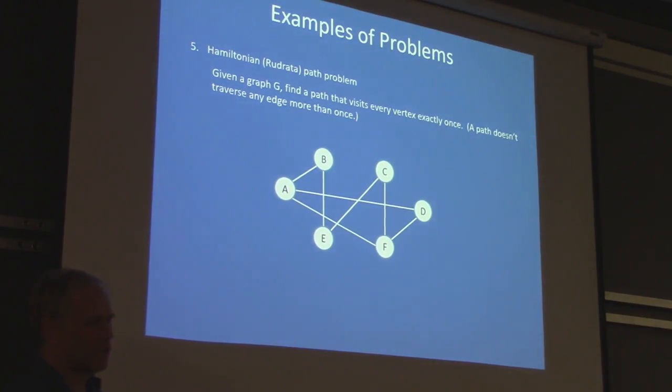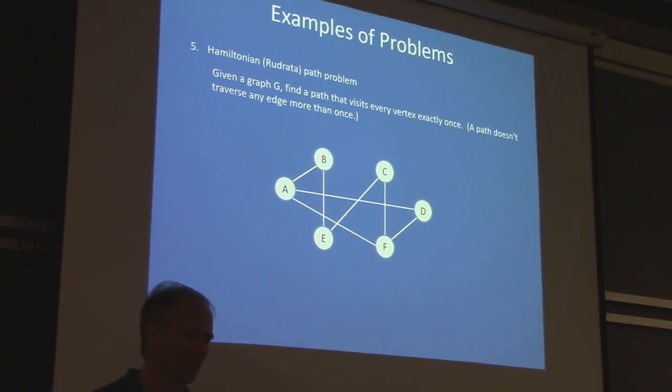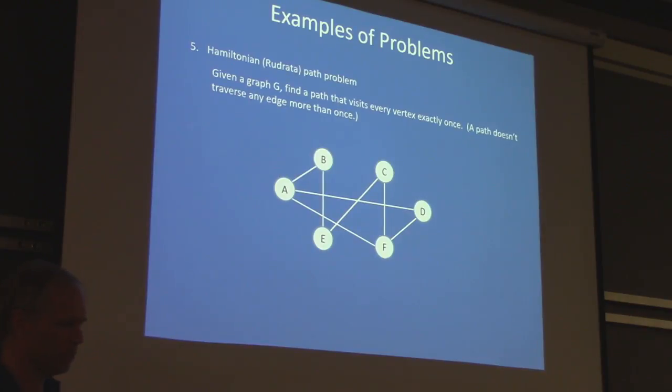Okay, this is the Hamiltonian path problem. Your book calls it the Rudrata path problem. But that's the only place I've ever seen it called the Rudrata path problem. Wasn't that like the Knight's walk is Rudrata's and Hamiltonian was the one that's more general? They're synonyms as far as I'm concerned. So, that's what we've seen before. Given a graph G, find a path that visits every vertex exactly once. Okay, that's what we've been talking about.